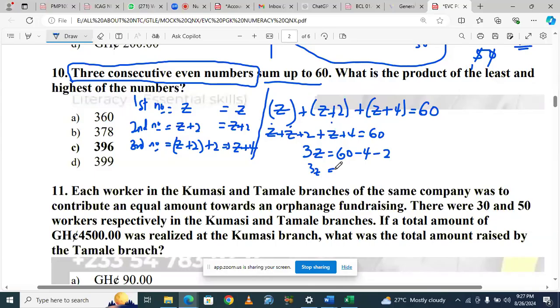So you have 3Z is equal to 60 minus 4. 60 minus 4 will give us 56, minus 2, 54. Now divide by 3. Divide by 3. So we have z is equal to what? 18.